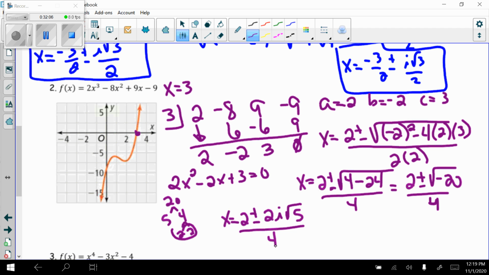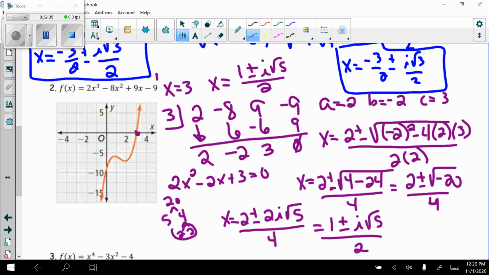Remember, if we can reduce and simplify, we have to do that. So this 2 and this 4, they cancel, right? That leaves me a 1 on top, plus or minus this 2 also becomes a 1i, square root of 5. We're left with a 2 in the denominator. So my 3 solutions are x equals 3, x equals 1 plus or minus i square root of 5 over 2. Those are my 3 solutions to number 2.